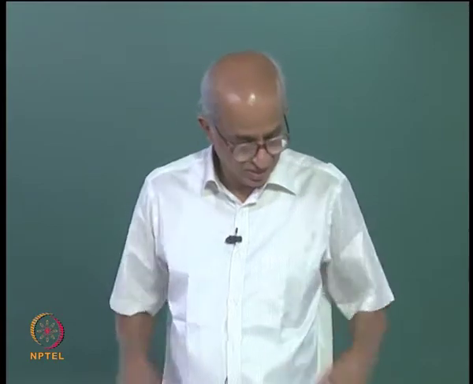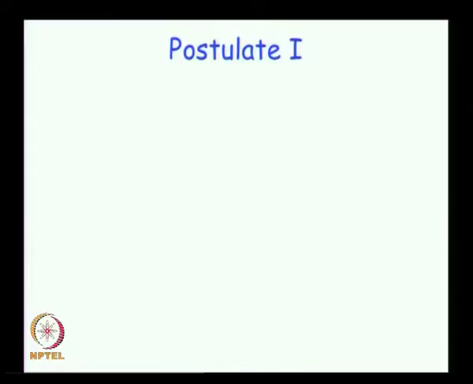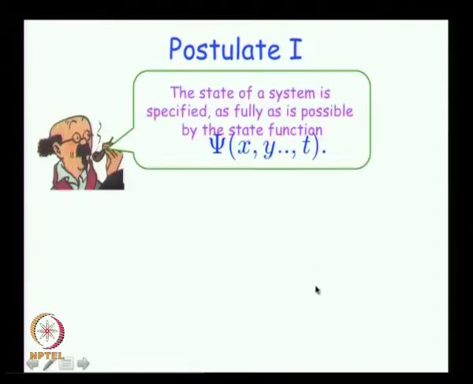Morning. Let me remind you of what I did in the last lecture. We were discussing the postulates of quantum mechanics, and as I said, there are 4 postulates. The first postulate is that the state of a system is specified as fully as is possible by the state function, which we denote by the symbol capital Psi.